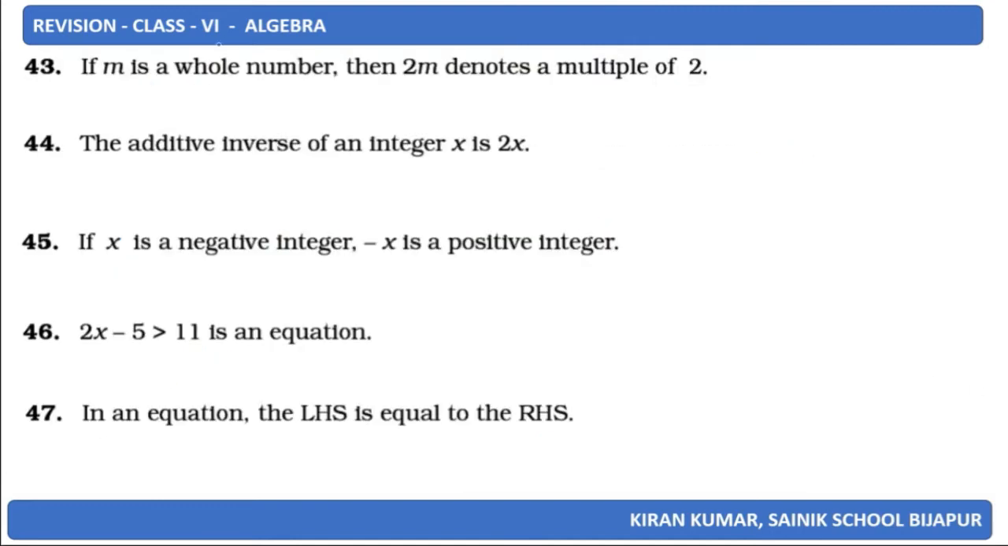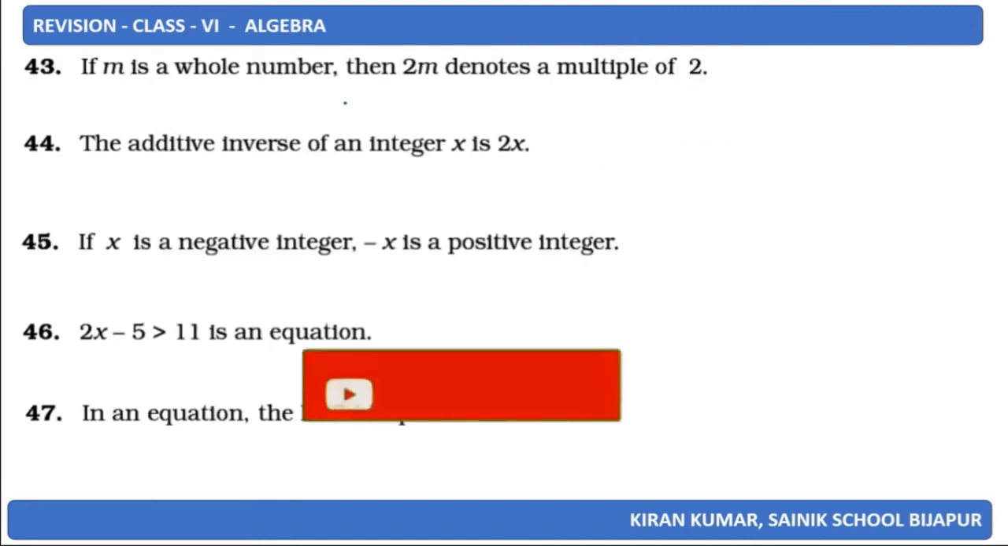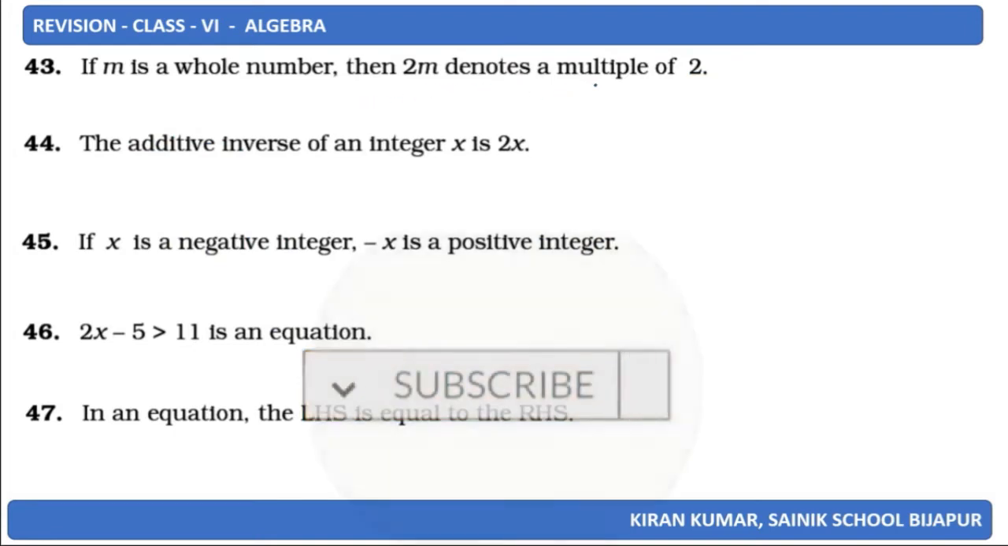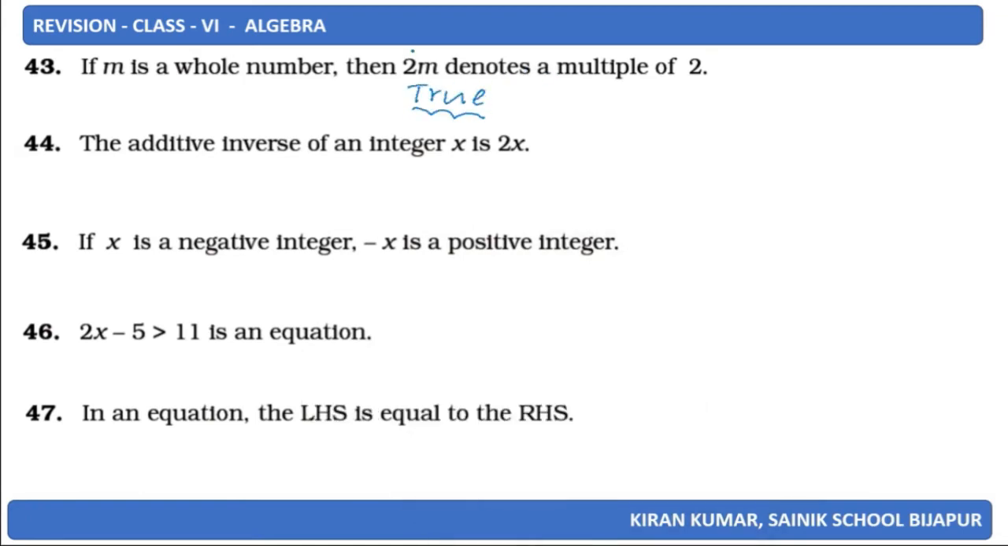Question 43. If m is a whole number, then 2m denotes a multiple of 2. This statement is true. When 2 is multiplied to m, we get 2m. Hence, 2 is multiplied, it is a multiple of 2.